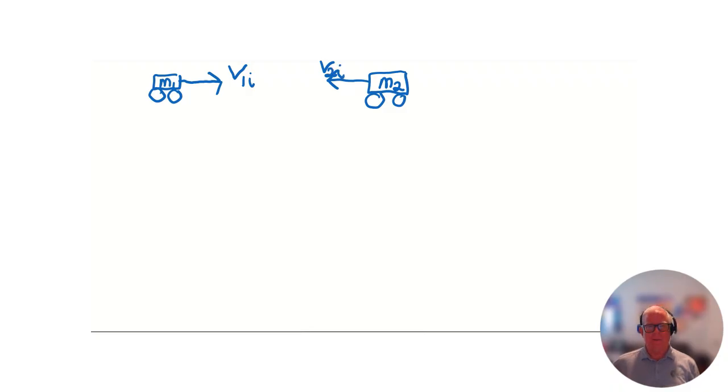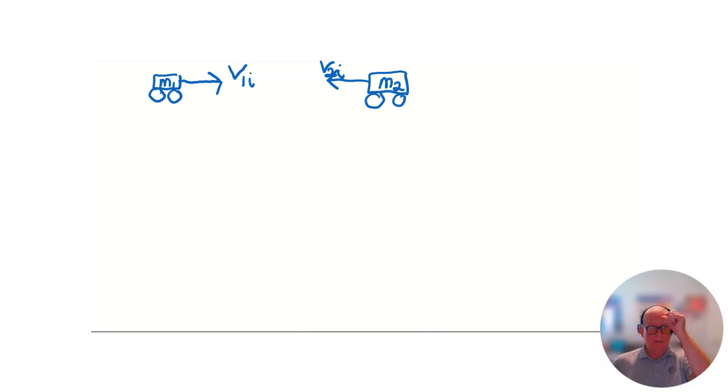And we are imagining that these carts are interacting on a track that has very little friction. And we are imagining that this is going to be an elastic collision. And so we're going to see what kind of conclusion we can draw from that situation here.